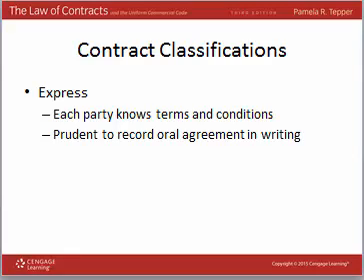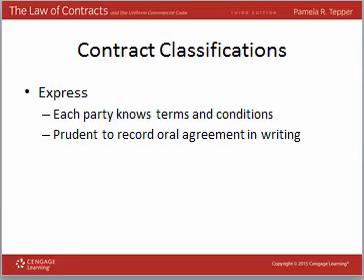Next classifications we're going to talk about are express versus implied. Express is one that is specifically stated. In other words, each party knows the terms and conditions of the contract. Can be oral, can be written. Doesn't have to be written to be express. Of course, we're going to talk about this throughout the semester. As legal professionals, we always want to reduce contracts to writing. But right now we're talking about enforcement and whether or not a contract has arisen.